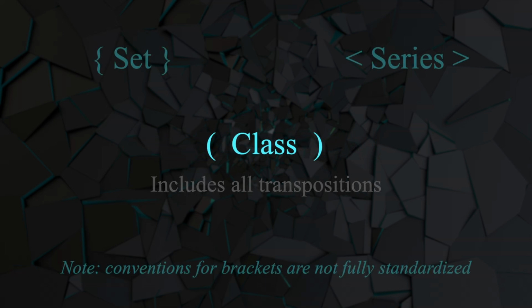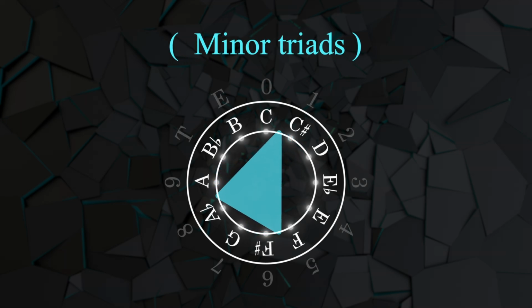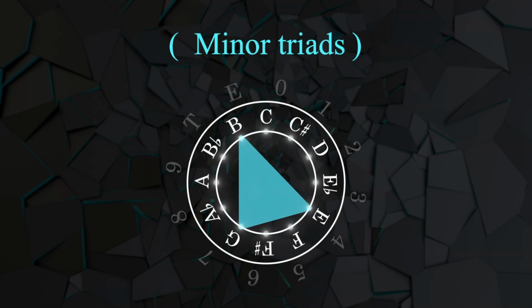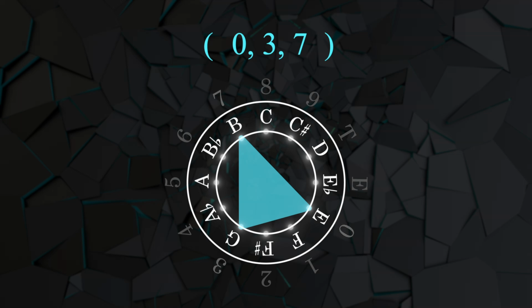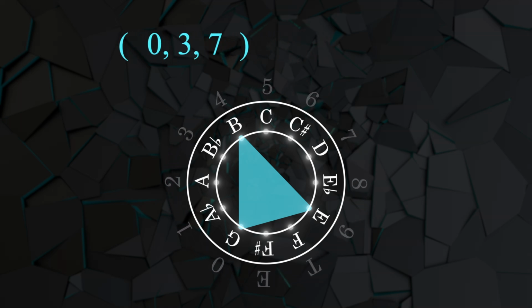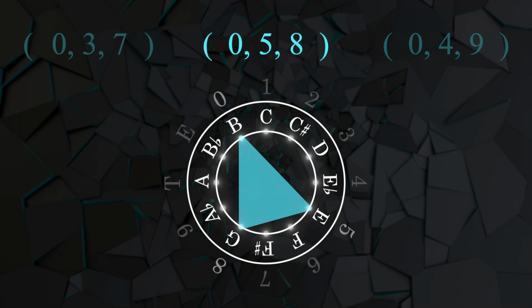One option for naming this class of chords is to assign a note of the chord to be 0 and then count semitones up from it. If E is 0, then we have 0, 3, and 7. But we could also set G as 0, and then it would be 0, 4, 9. With B as 0, it's 0, 5, 8.